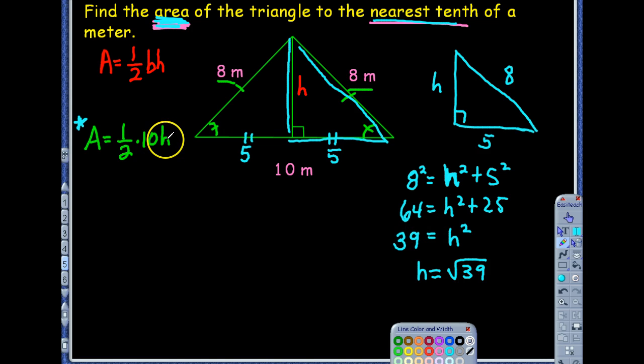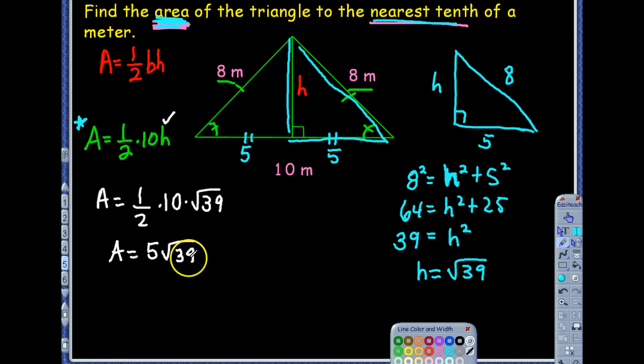So that's easy. Okay. So I'm going to put this in for the height. So area is 1/2 times 10 times the square root of 39. Essentially, this is half of 10, which is 5, and 5 radical 39 is the exact answer, not rounded. But it's said to the nearest tenth, so when you type 5 radical 39 in your calculator, it's about 31.2. Usually we round to 2 decimal places, but since they just say tenth, 31.2. And it's meters squared, because it's area.